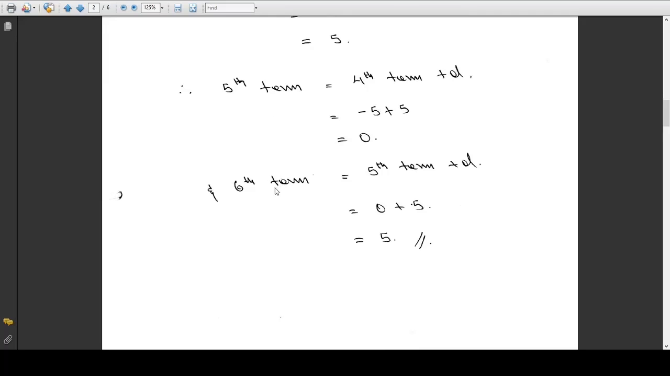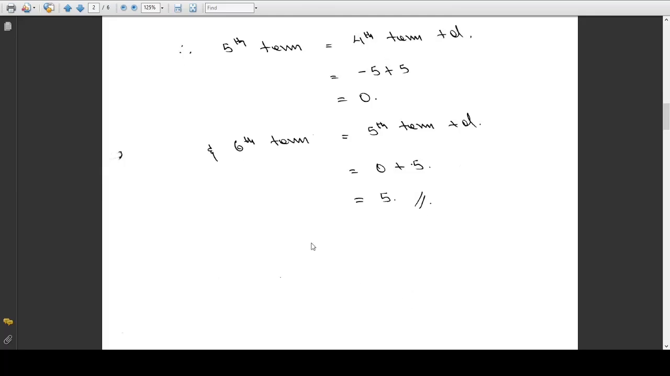I thought that it would be up to the sixth term, but the question is for the next 3 terms. That means up to the seventh term you have to find out. The seventh term will be the sixth term plus d. The sixth term is 5, d is 5, 5 plus 5 is 10. Okay, you complete it. Here I thought they asked to find up to the next 2 terms, but actually it is up to the next 3 terms. That means you find up to the seventh term also.